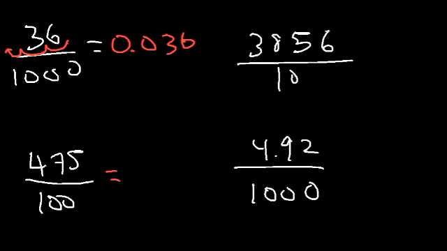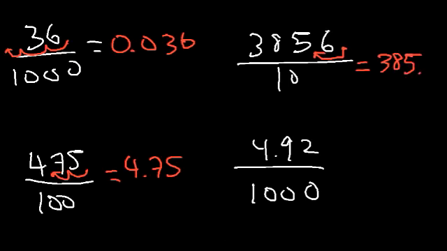475 divided by 100. Move it 2 units to the left. So this is 4.75. Here, move it 1 unit to the left. So it's going to be 385.6. And for this one, move it 3 units to the left. 1, 2, 3. So we have to fit in 2 zeros here. The decimal point is now here. So it's going to be 0.00492. So that's how you can divide numbers if it's 10, 100, or 1,000.